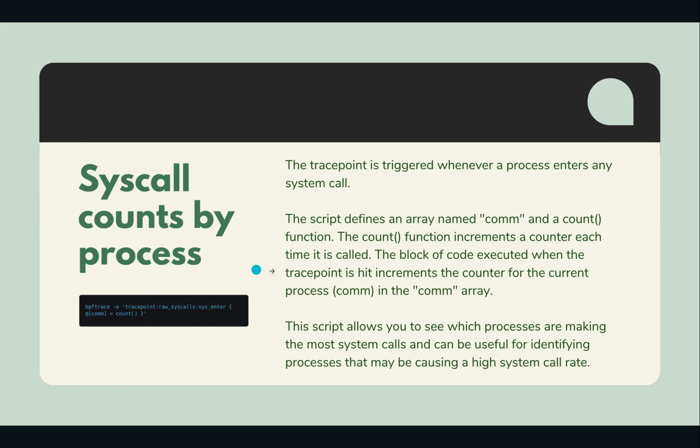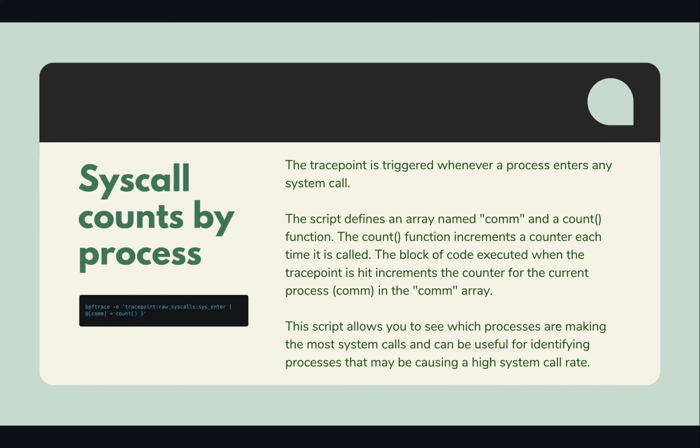So we are creating an array called COMM, with the process name attached to it, and we'll count it. COMM is the built-in variable to get the process name. When a particular process calls sys_enter, it will increment the count one by one, get the values, and in the end print out the values: how many times different processes called sys_enter.